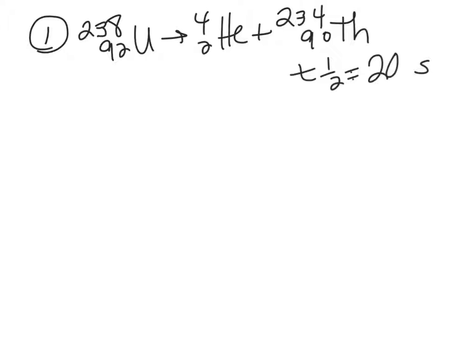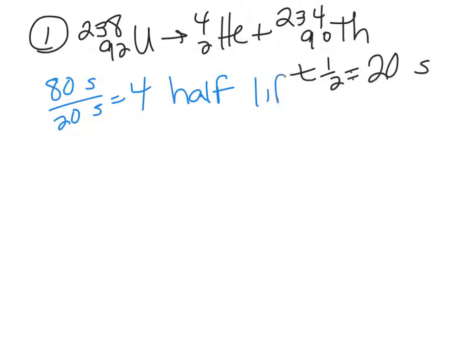So the first thing we need to figure out is how many half-lives are going to go by in this reaction. We're going to take the total time of 80 seconds and divide by what the half-life, the T1/2 period, is, 20 seconds. And that would tell us that 4 half-lives are going to go by in this reaction. So 4 half-life periods will go by in that 80 seconds, 4 20-second periods. So to figure out how much is left of the uranium that has not reacted, which is what the question is asking, we would start with 100 grams.